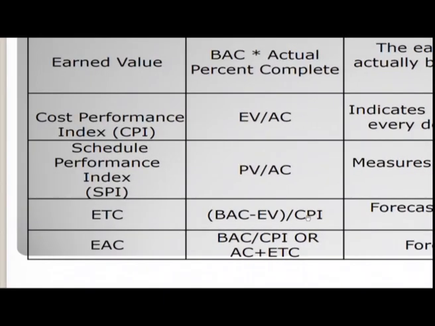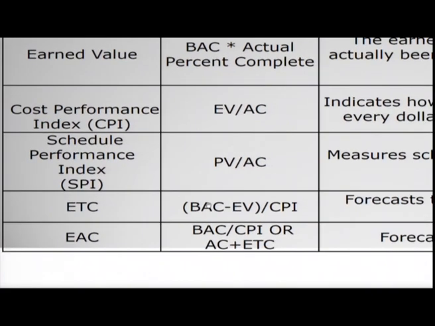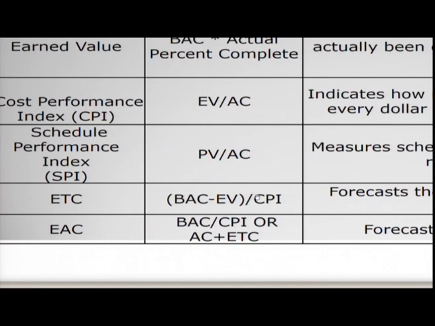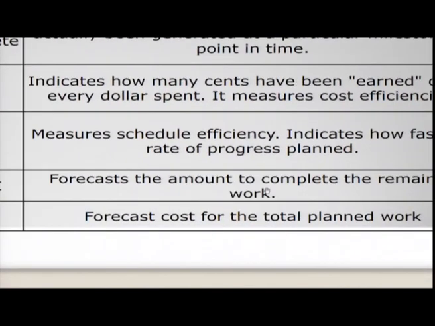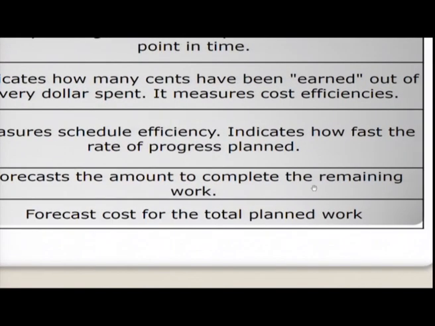Then next is the ETC, estimated time to complete. It is BAC minus EV divided by CPI. What is CPI? CPI denotes cost performance index, CPI in short. So, BAC minus EV divided by CPI. What is the metric analysis? It forecasts the amount to complete the remaining work.